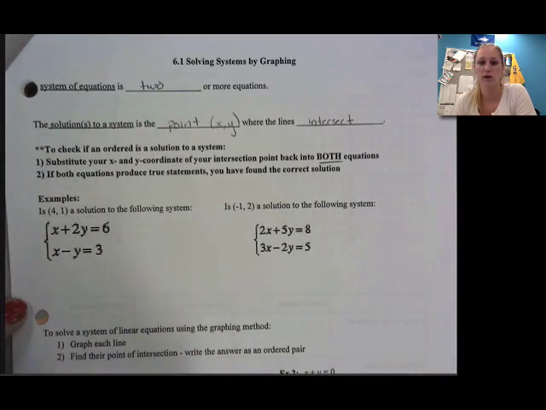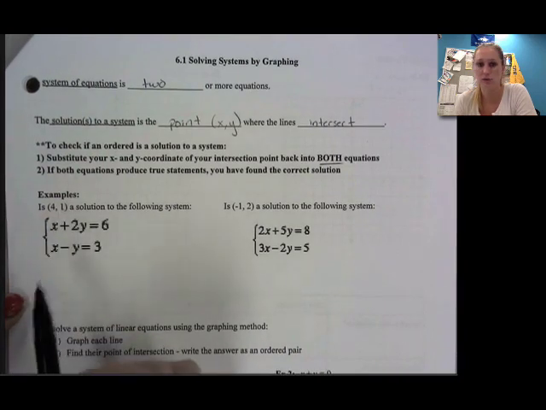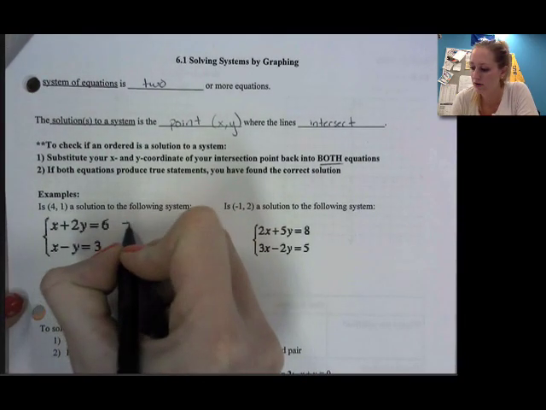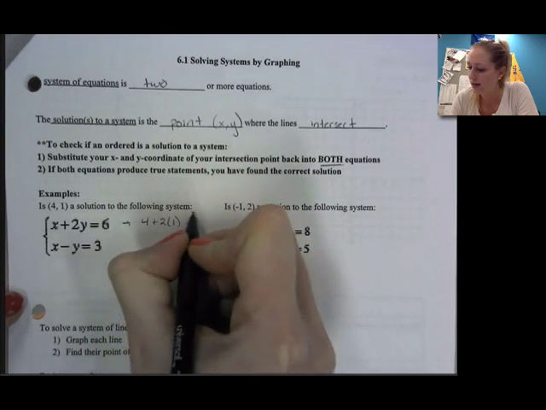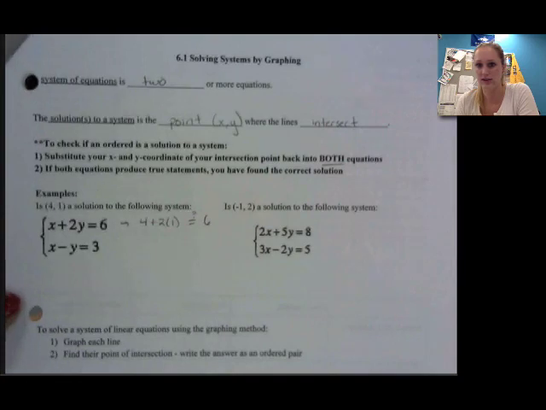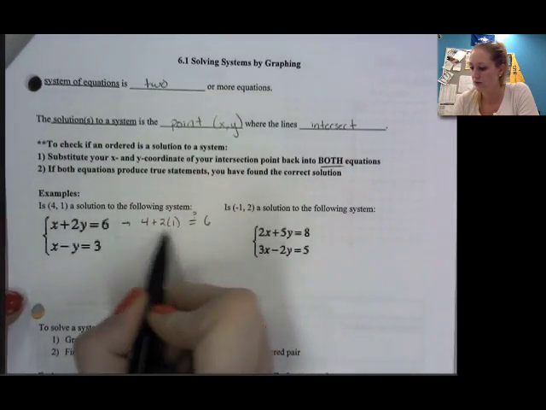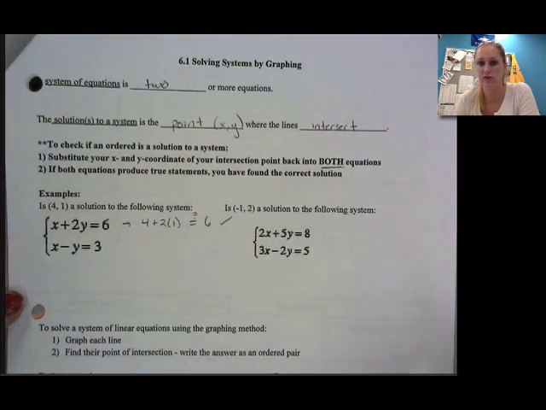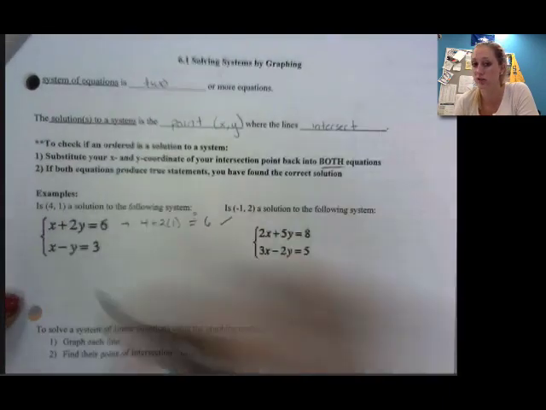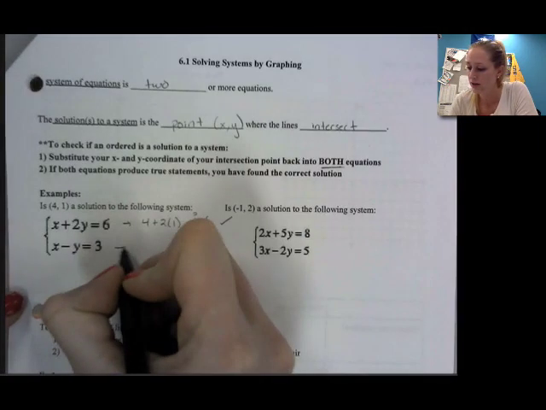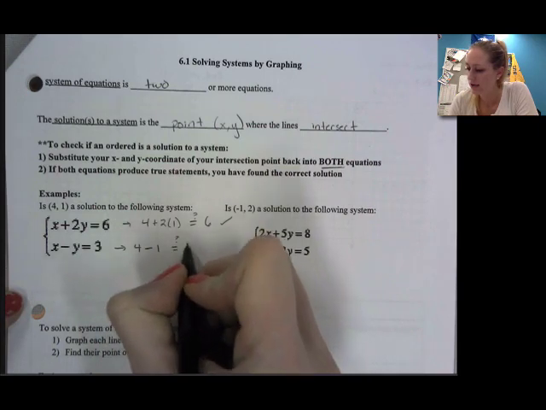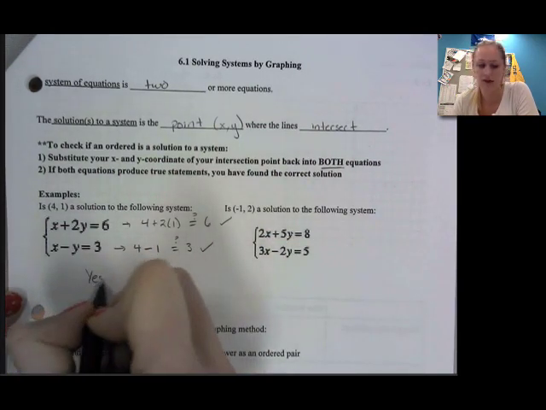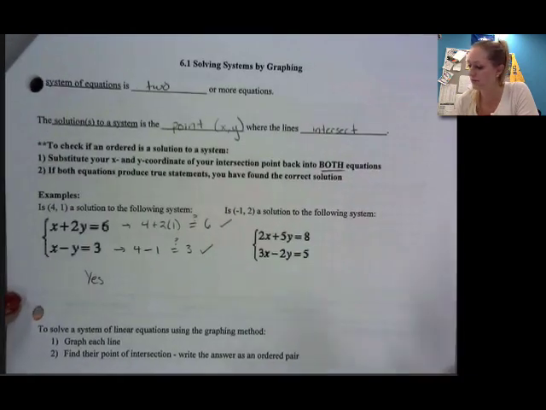We're going to check, is (4, 1) a solution? So 4 is my x and 1 is my y. I want to check it in both. So I'm going to do this first one here. I'm plugging in 4 for x and 1 for y, and I'm checking, does that in fact equal 6? So 4 plus 2 times 1, so do my multiplication, I get 2 there. 2 plus 4 is 6. So this one works, but it has to work in both equations to be a solution. So we have to check it here. So 4 for x, 1 for y, does that equal 3? And it does. So yes, because it satisfies both equations.